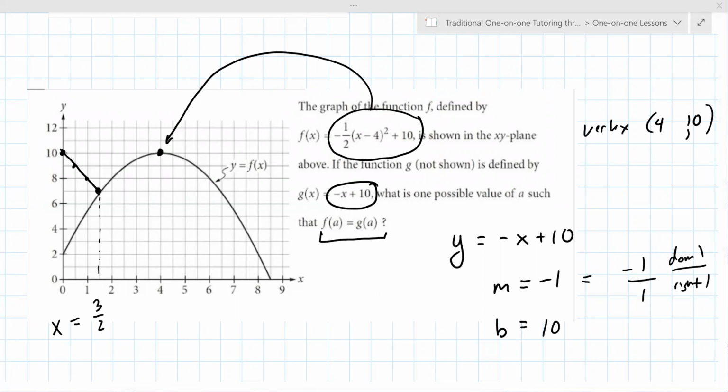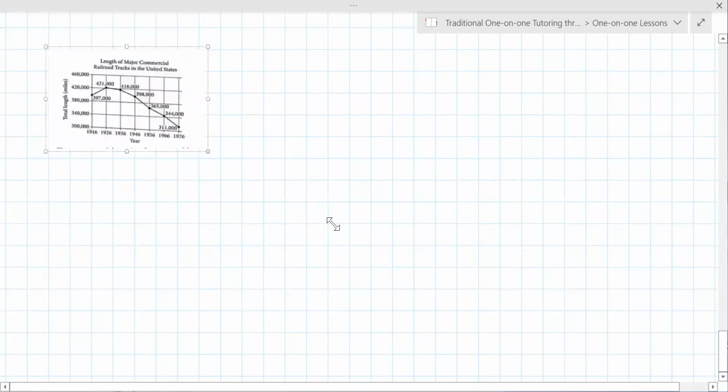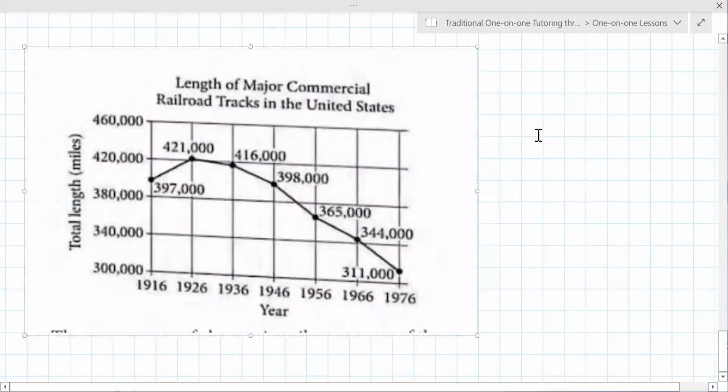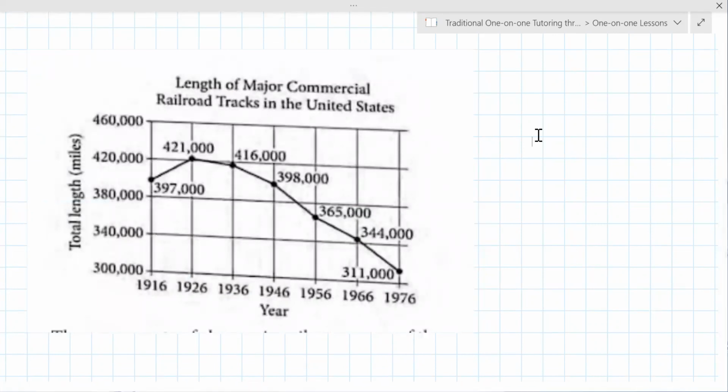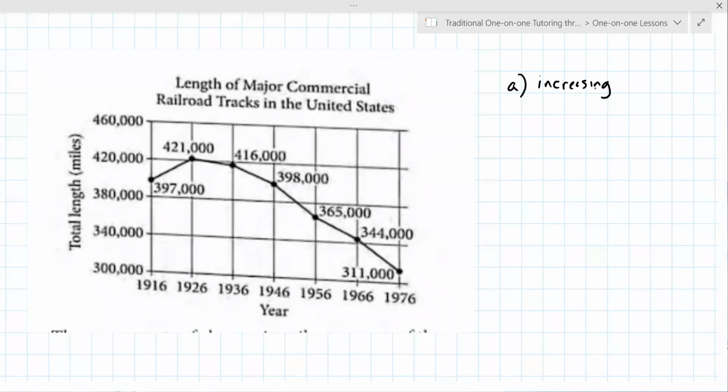Okay, let's look at an application problem, but the same kind of scenario, different things here. Make this a lot bigger so you can see it. So there's lots of questions I can ask you here. I probably should ask a few of them. Where is this graph increasing? And I'm looking for between which 2 years is it increasing?